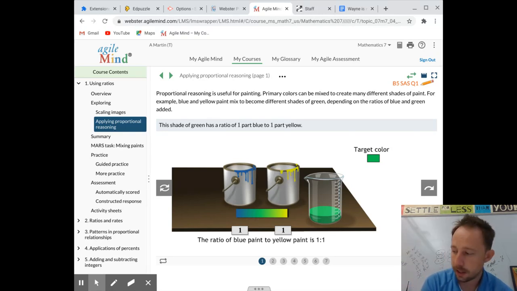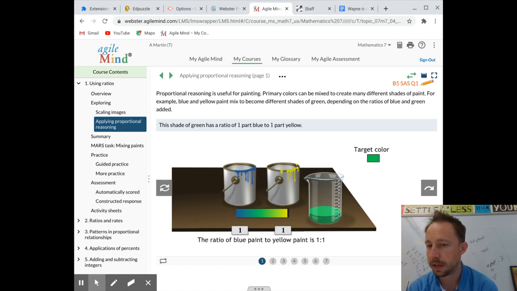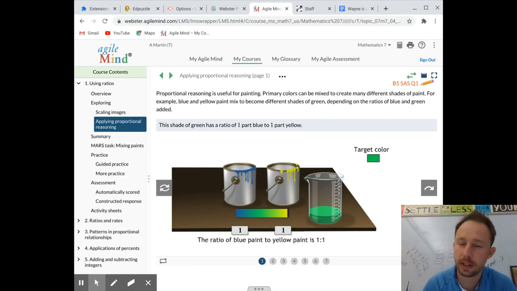earlier in our previous lessons, we mixed green paint. If we wanted to make a lighter shade of green, how did we have to change the ratio of yellow and green paint? What did we have to do to make a lighter shade? Make the yellow a larger number. That's right. We needed to have more yellow than, what was the other color? Blue.